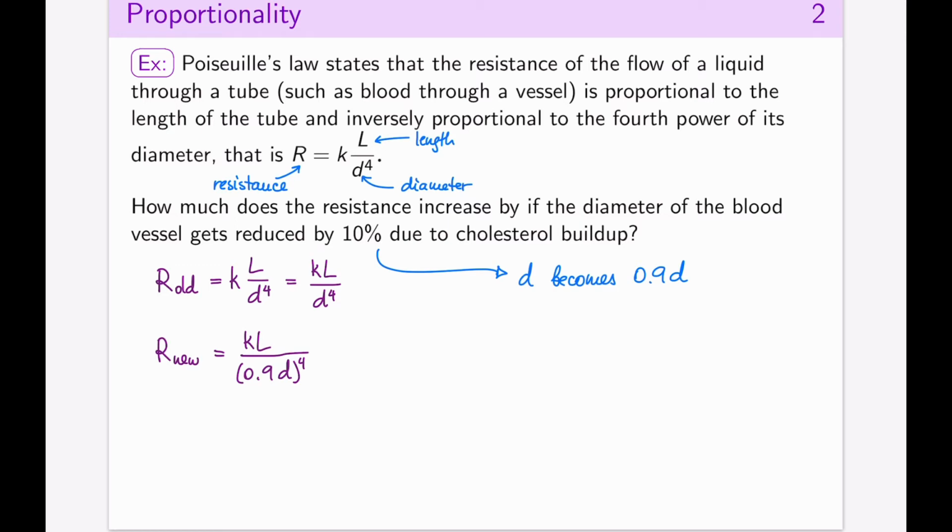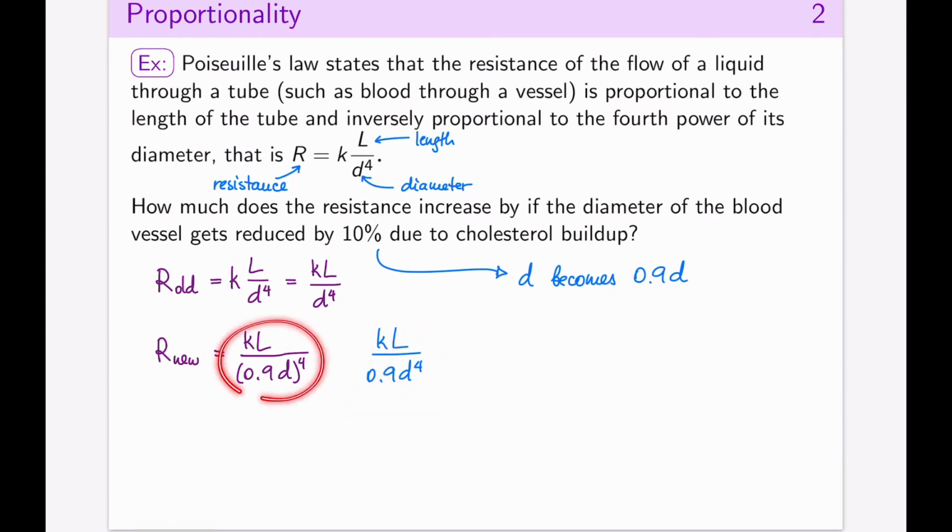This is where you have to be really careful. You're plugging in 0.9D for the entirety of D. A very common mistake is to write KL over 0.9 D to the 4th. The reason this is wrong is because you didn't actually replace D with 0.9D. You introduced this 0.9 outside of it. The entirety of D has to be replaced by 0.9D, so you don't lose these brackets. Look at this very carefully and recognize that this is not the right thing to write down.